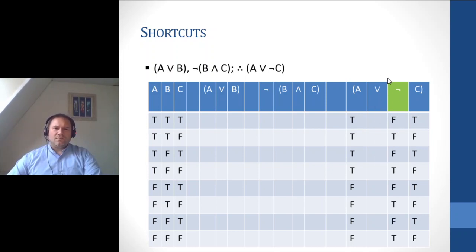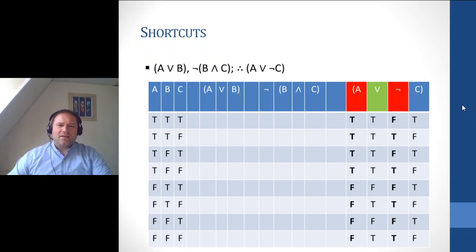And now our next step is to evaluate the disjunction. It's going to be looking at these two columns. And again, disjunctions, how do they work? Well, if at least one of the two disjuncts is true, then the disjunction's true. So it's going to be true, true, true, true, false, true, false, true.